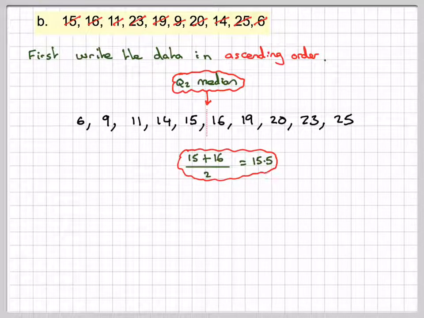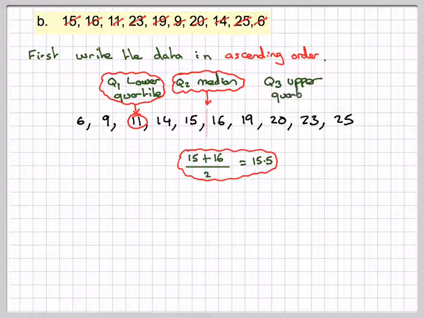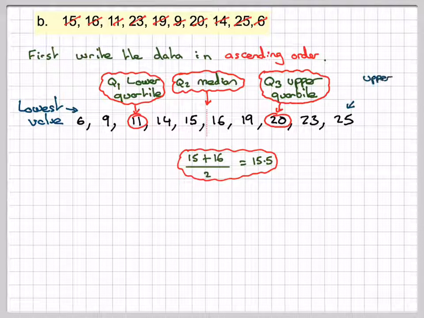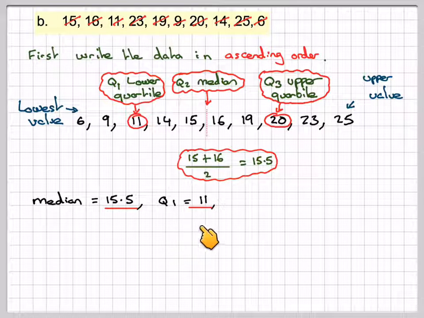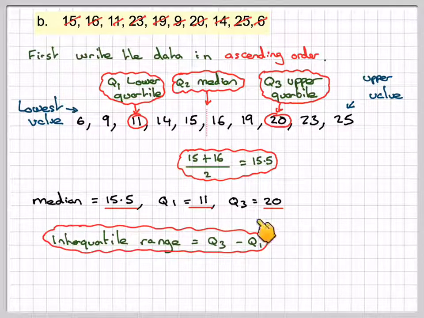which is 15.5. We can very easily see that this one here is the lower quartile, Q1, which is 11, and we can see that the 20 here is the upper quartile, Q3. This is the lowest value, and this is the upper value. So the median is 15.5, Q1 is 11, Q3 is 20, and the interquartile range will be Q3 minus Q1, so 20 minus 11, which is 9.